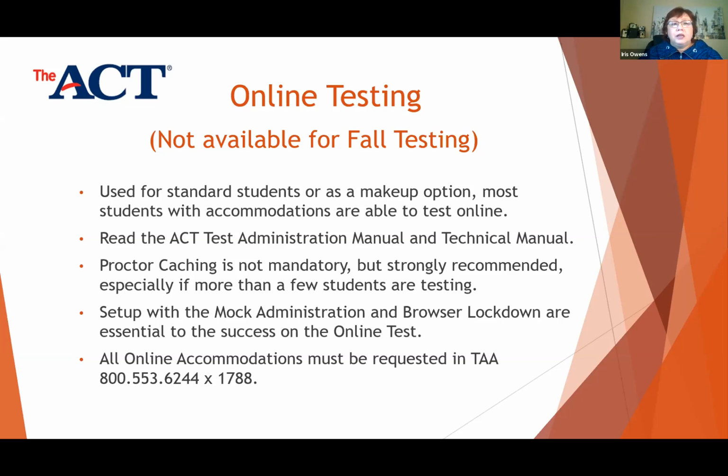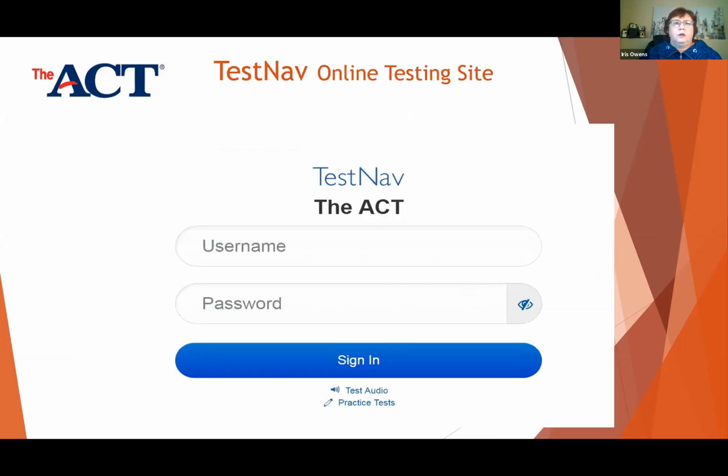So with online testing, if you want to do students with accommodations, you need to request that when you submit your application for accommodations. This is what it will look like to go to the online testing site. You can use this even if you're not testing online. If you see below the sign in, it says test audio and practice tests. That's a great way to do a practice test. You don't have to sign in or tell them who you are. It's just a practice test to see how the system works. It's a great opportunity for students to see if they are interested and give them another opportunity to practice the ACT.